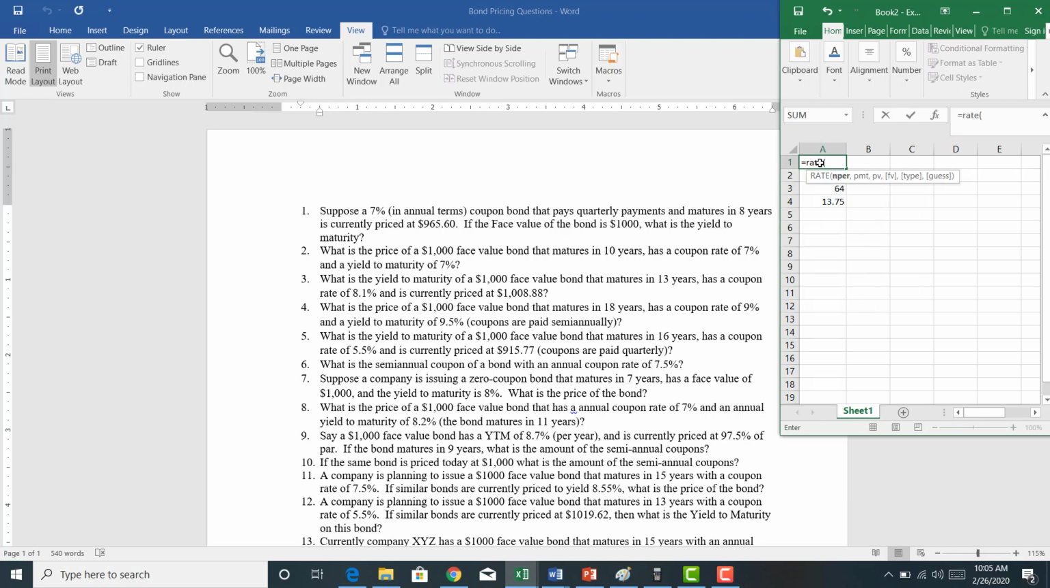So up here, I'm going to say equals my rate. My number of periods is 64. My payment is negative $13.75. My present value is $915.77. My future value is negative 1,000. We're having compounding at the end of the period. Hit OK, and I get a quarterly yield to maturity of 1.5854%. I'm going to multiply that by 4 to get an annual yield to maturity, and I get 6.34%. Again, the bond is priced at a discount, so my yield to maturity should be greater than my coupon rate.